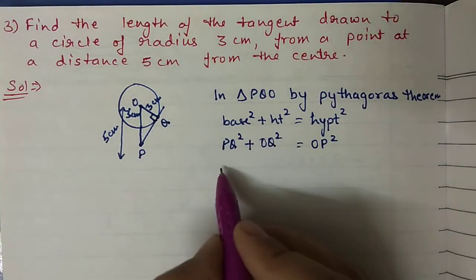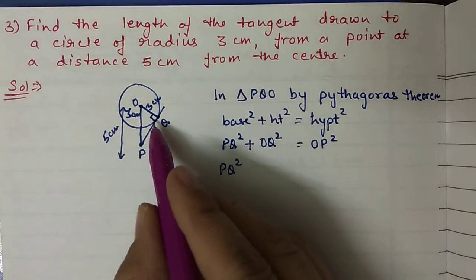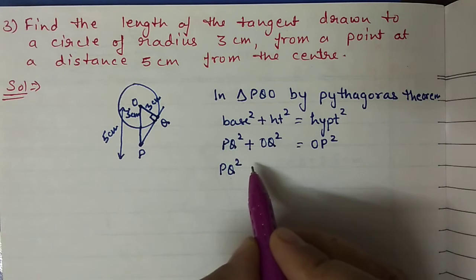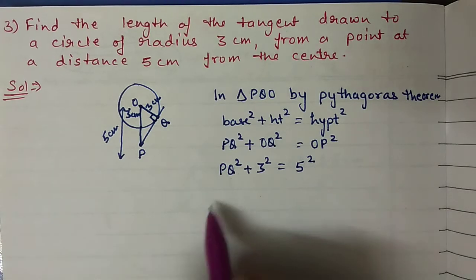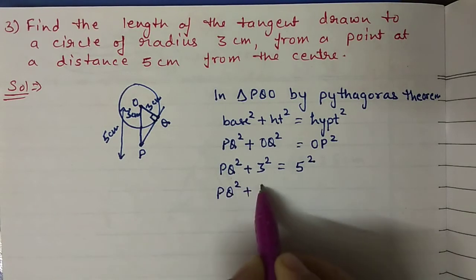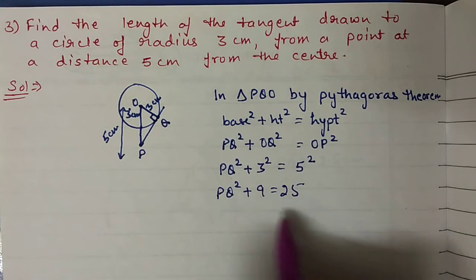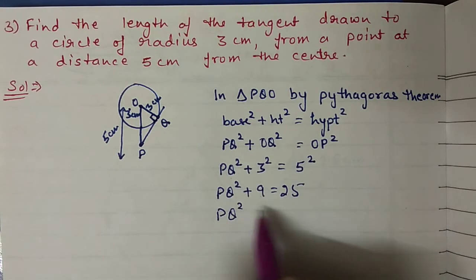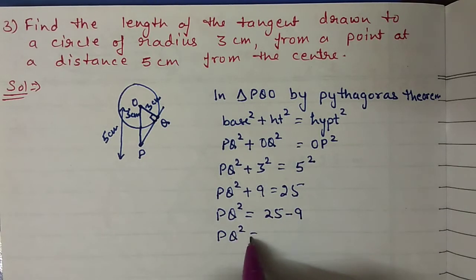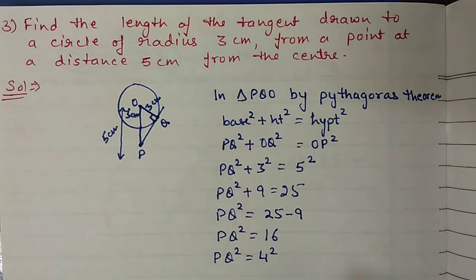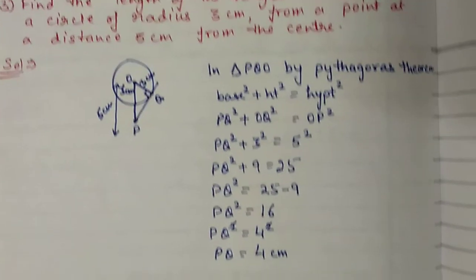Now substitute the values. PQ we don't know, we have to find out this distance of the tangent, and OQ is 3 centimeter and OP is 5 centimeter. Then do the calculation: PQ square plus 9 equal to 25. 9 we can shift to the other side. Then we will get PQ square is equal to 25 minus 9, or PQ square is 16. 16 we can write as 4 square. Cancel square to square, and then PQ we will get 4 centimeter. So the length of the tangent will be 4 centimeter.